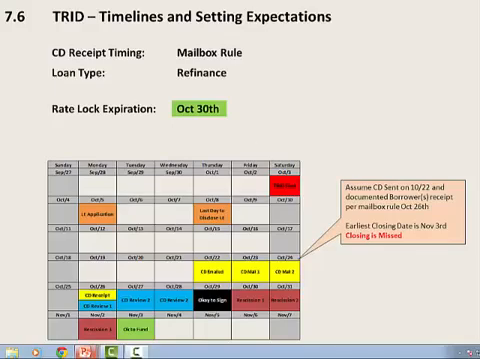Again, there are multiple parties involved in a transaction, and we do not control everyone. This is why the CD request process is started at 11 days prior to closing to allow for unforeseen problems and miscommunications.